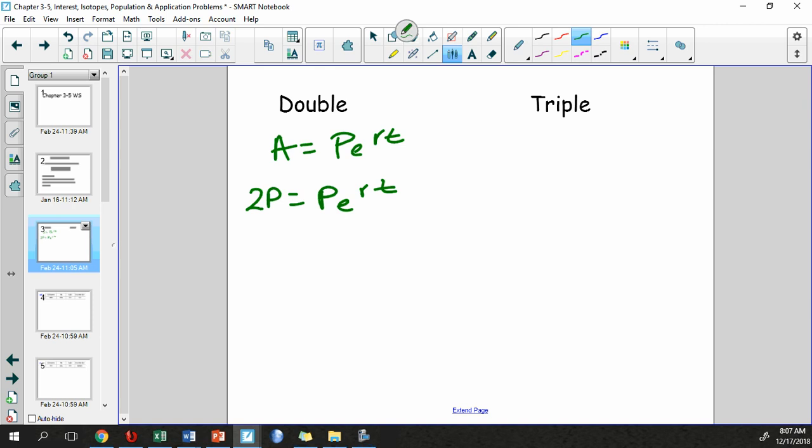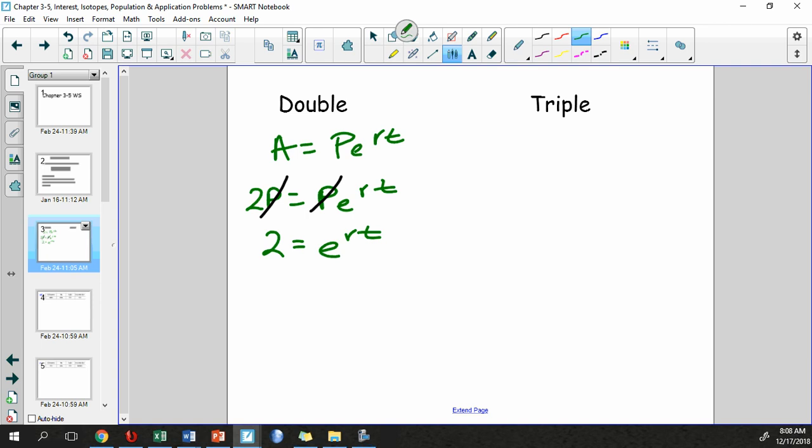Would you agree? Well, what can you tell me about your P's there? The P on the left side and the P on the right side. What's going to happen to those quantities? They're going to cancel out, right? So if those cancel out, I'm left with 2 is equal to ERT. Now, that's kind of funny for the simple fact that when it comes down to it, from there, I can say, do I know the time or do I know the rate?